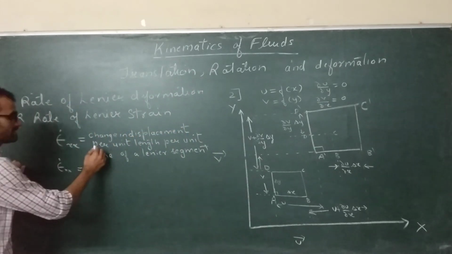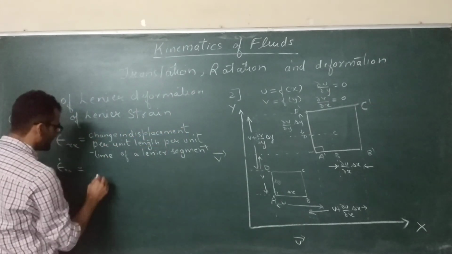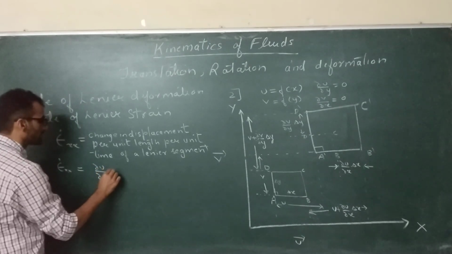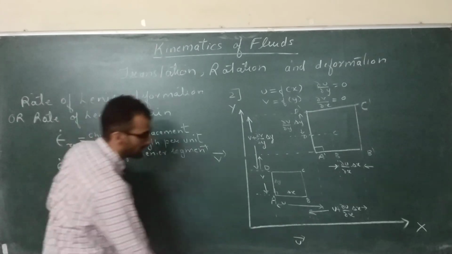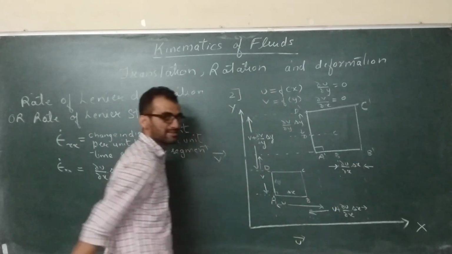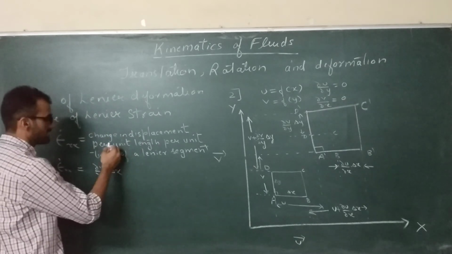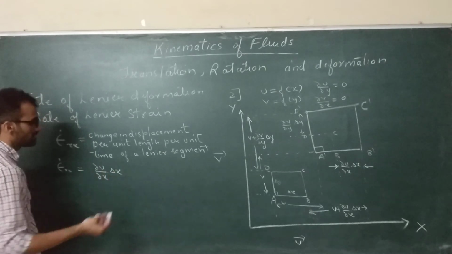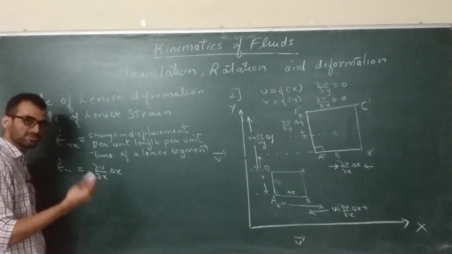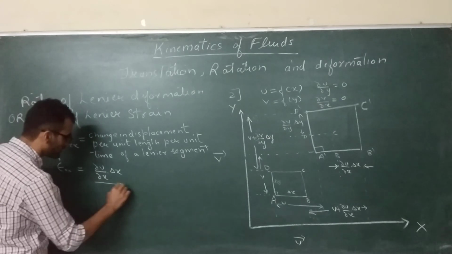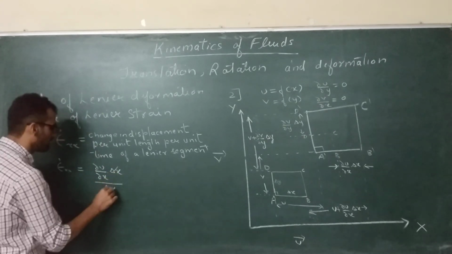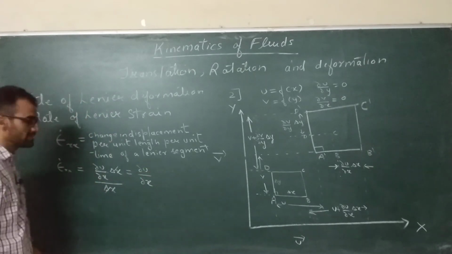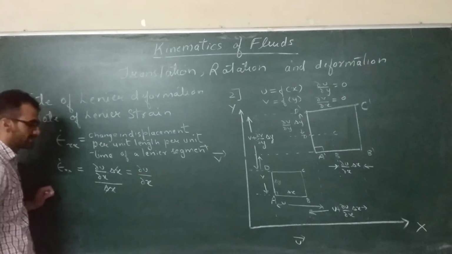Therefore we can define change in displacement per unit time in X as del U by del X into delta X. This is the change in displacement of a linear segment per unit time, but we also need per unit length. So original length was delta X. So that's why we will get del U by del X. Okay, so this is the rate of linear deformation along X axis.